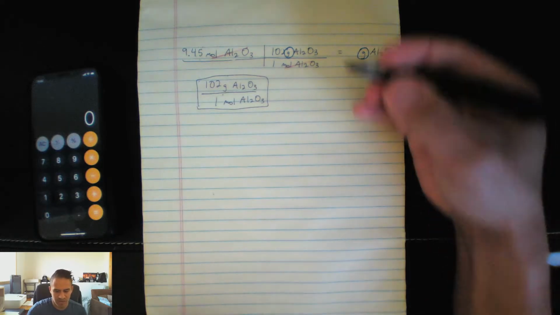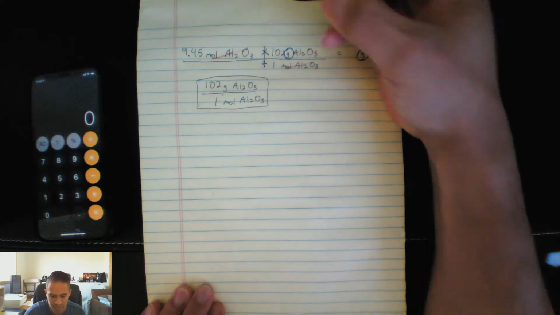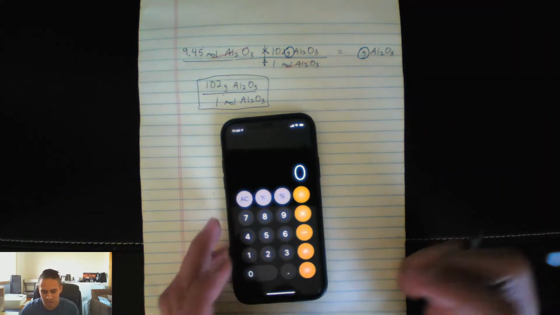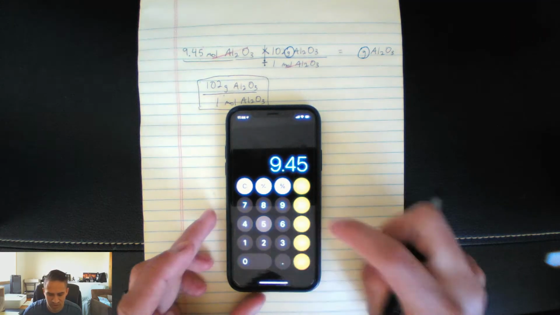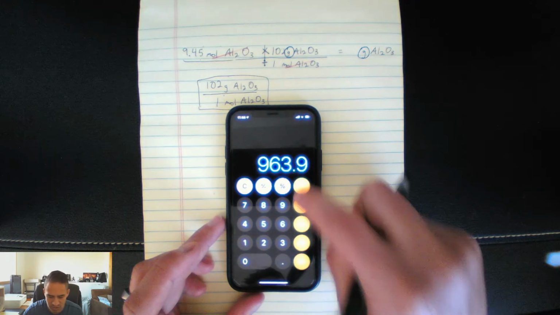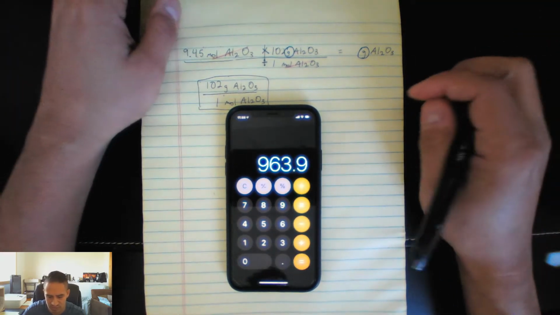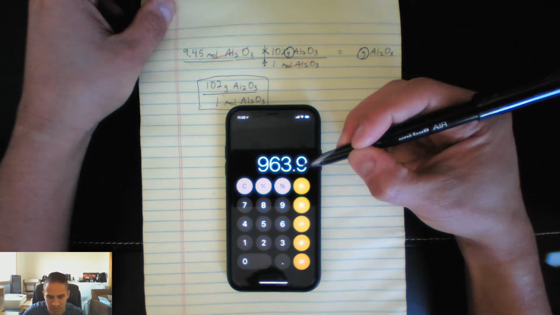So now we just have to do the math, which is, remember, we're going to multiply all these numbers on the top, divide by all the numbers on the bottom. So on our calculator, we're going to take 9.45, and we're going to multiply by 102, and then we can divide by 1, or you can skip that part because it's not going to change the number. Okay, so we got 963.9.